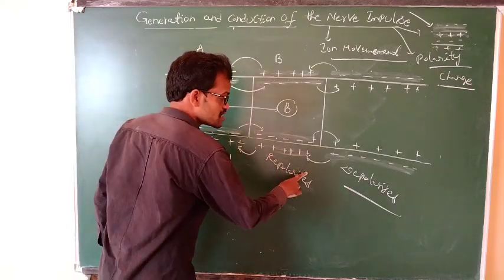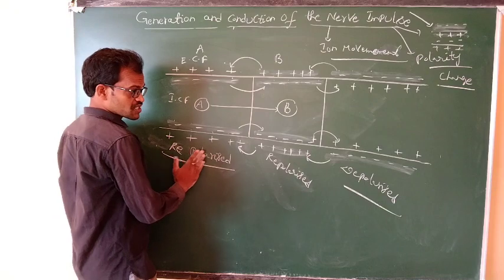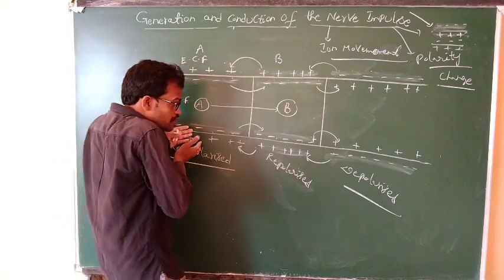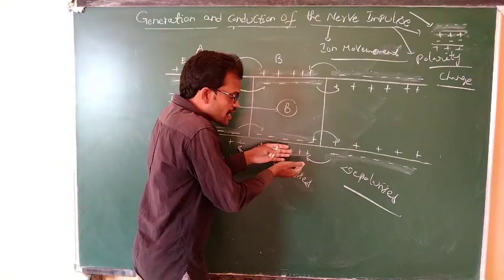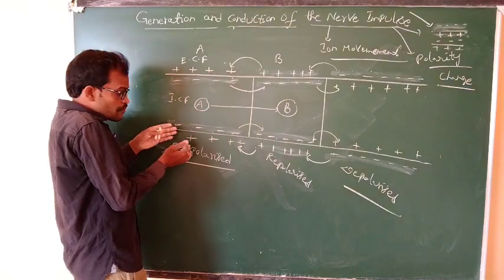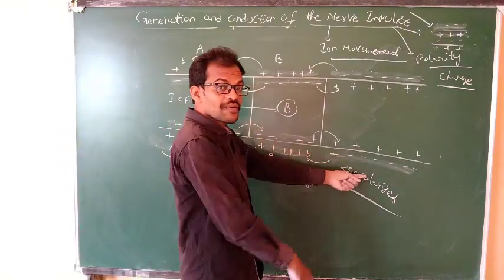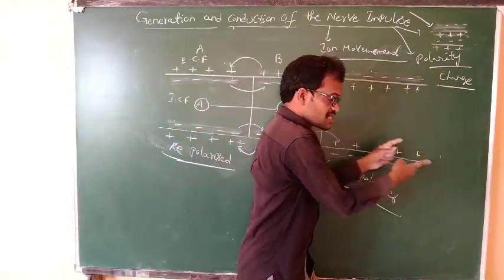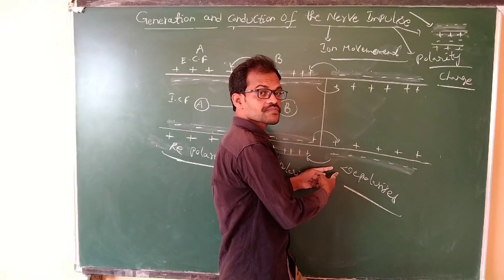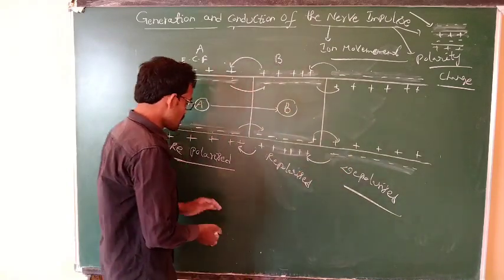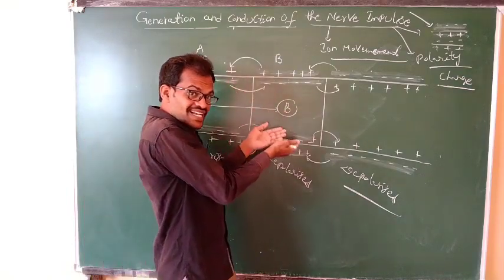Once this one is polarized, the first one depolarizes, and this one is polarized. Again, these ions move into the polarized condition, and again these ions move into the depolarized condition. Before one repolarizes, this one depolarizes. Next one depolarizes, and the earlier one repolarizes. See here: depolarized, repolarized.